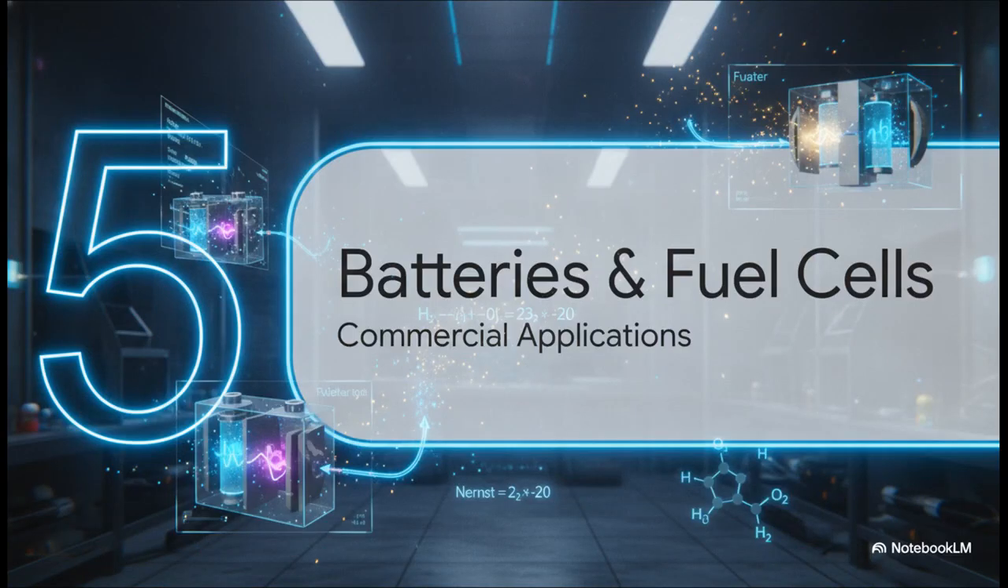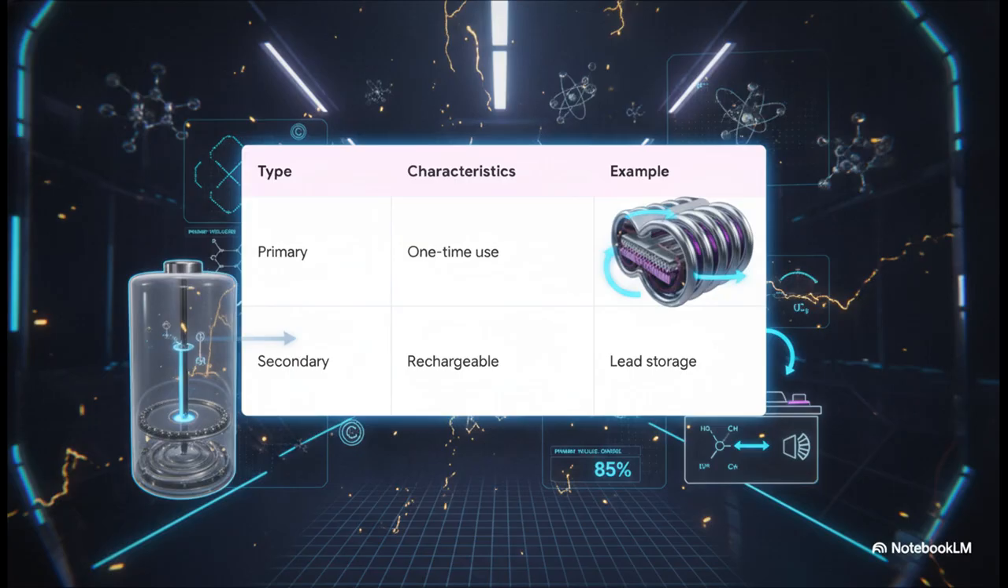All right, let's zoom back out from the equations for Section 5, batteries and fuel cells. We're going to apply these electrochemical principles to the devices that literally run our world. When we commercialize all this science, we basically get two main types of batteries. First up, primary batteries. These are your one-and-done types. The reaction happens once, the chemicals get depleted, and yep, the battery dies. The classic example is the Leclanche dry cell that's probably running your wall clock right now.